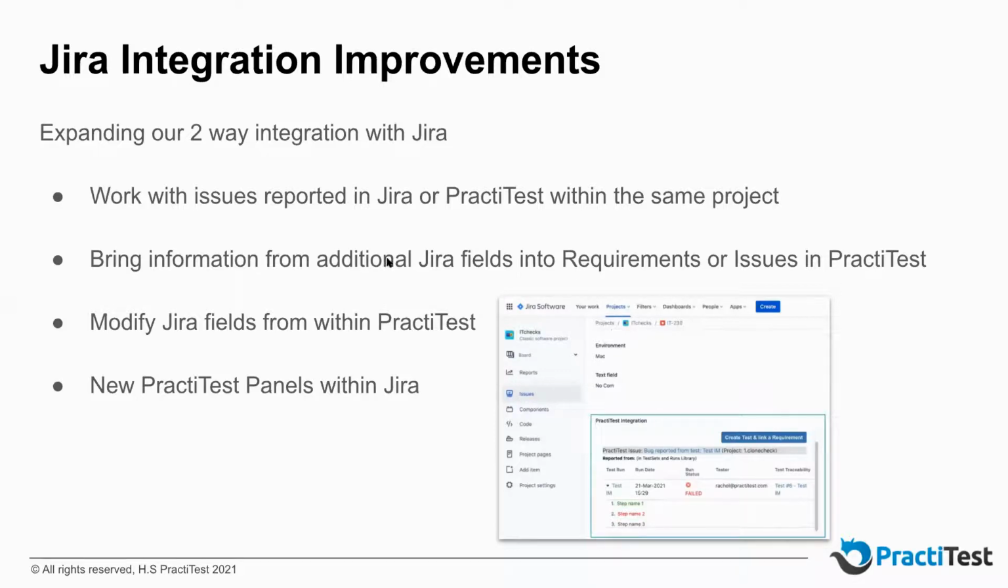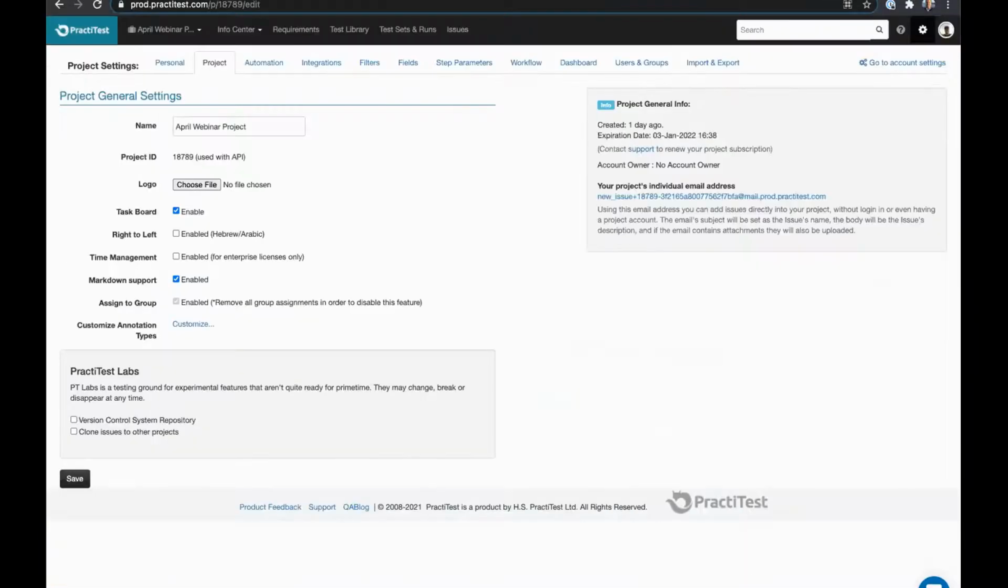Another thing that was requested quite a lot is how can we bring more information, more fields from Jira into PractiTest? And then how can we modify these fields from within PractiTest? These are the things that we've added right now. And the one that was added lately was the ability to work with better panels with more information within Jira. So let's actually go ahead and see how this looks in PractiTest and in Jira as well.